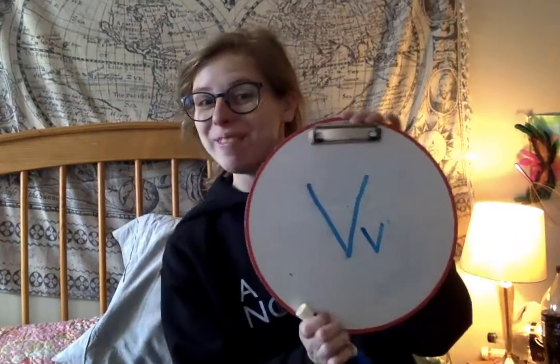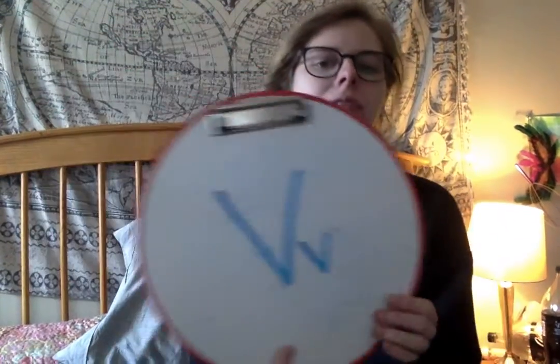So we can sing the alphabet. We can go through it and find out what that is. So we have A B C D E F G H I J K L M N O P Q R S T U V. Very good. So our next letter is the letter V.